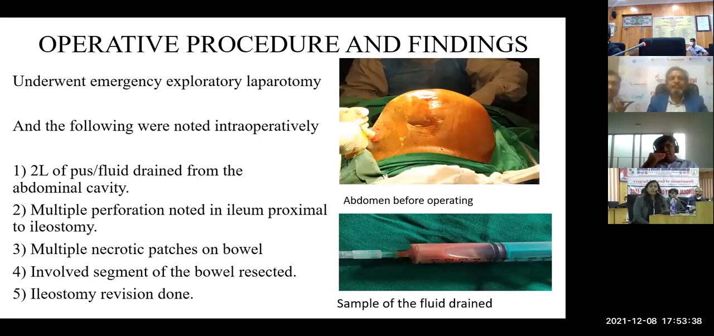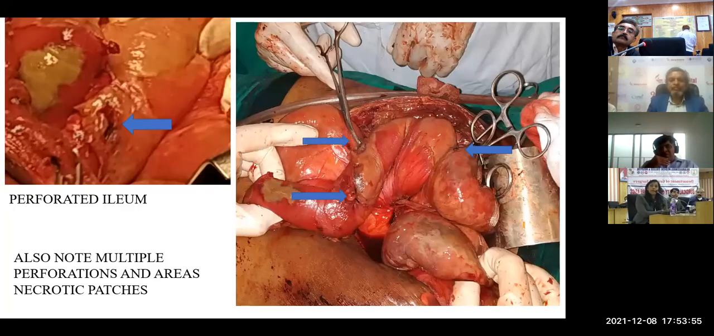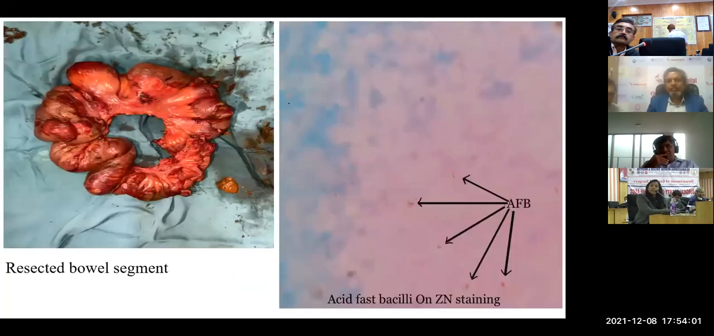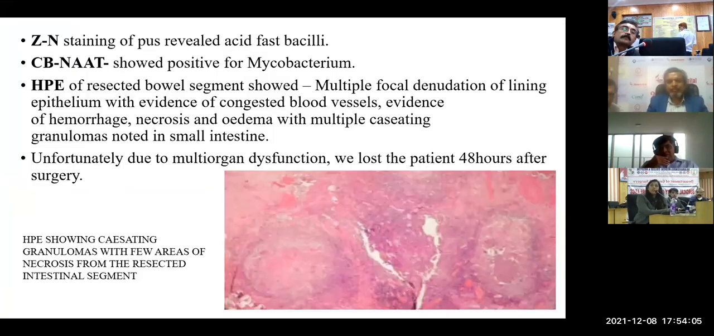2 liters of pus or fluid were drained from the abdominal cavity. Multiple perforations were noted in the ileum proximal to the ileostomy, and multiple necrotic patches on the bowel were noted. The involved segment of the bowel was resected and ileostomy revision was done. This is the perforated ileum, and also note the multiple perforations at the areas of necrotic patches in the bowel. This is the resected bowel segment, and acid-fast bacilli were seen. CBNAAT was positive for mycobacteria.